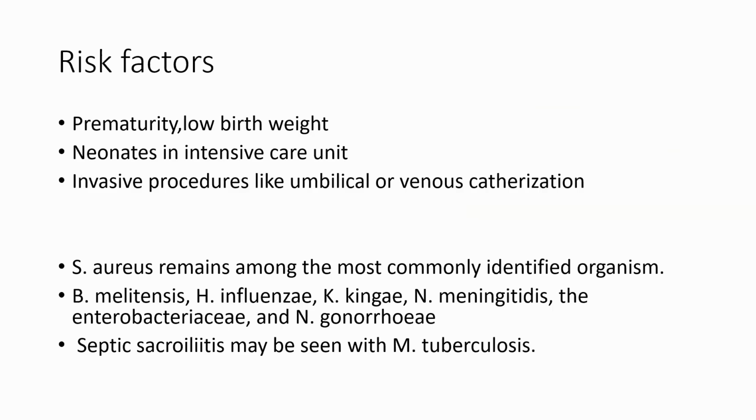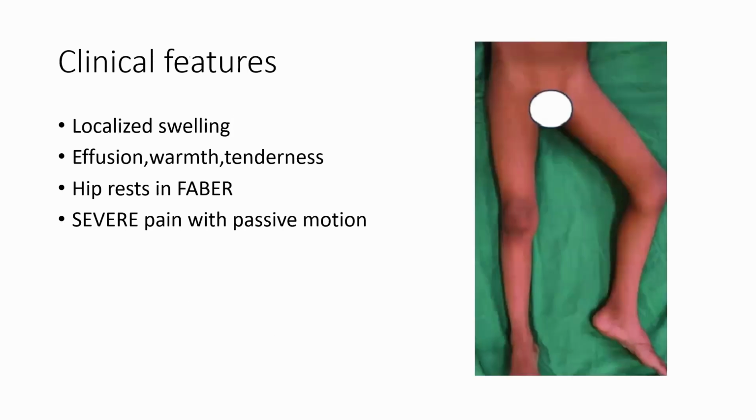And septic sacroiliitis is most commonly seen with Mycobacterium tuberculosis. The clinical features include localized swelling, effusion, warmth, tenderness. The hip rests in flexion, abduction, and external rotation, and there is severe pain with passive motion.